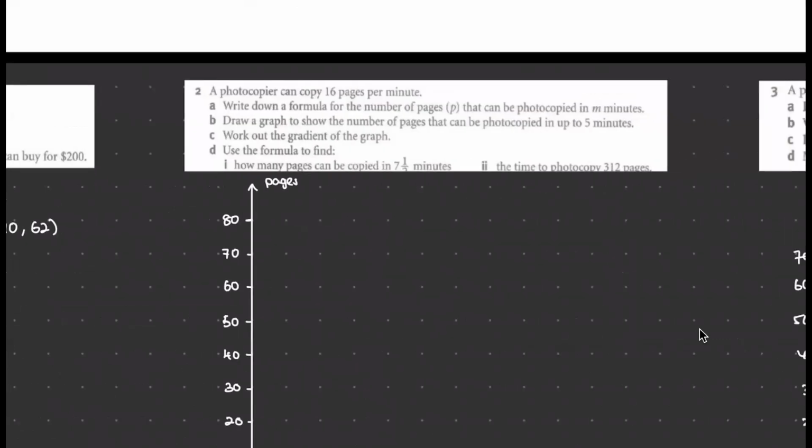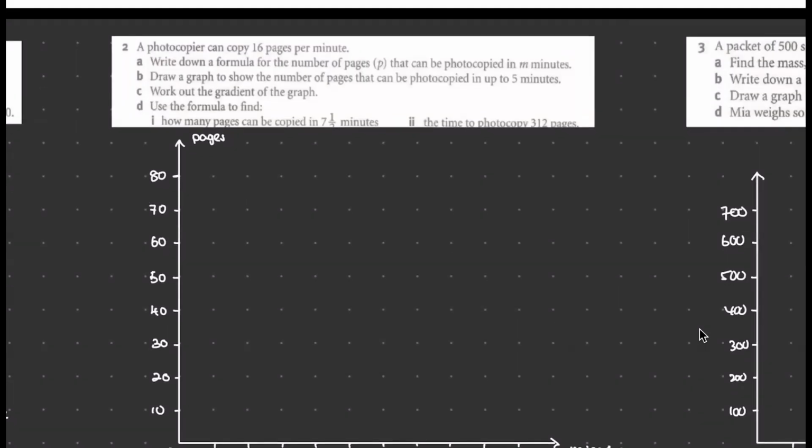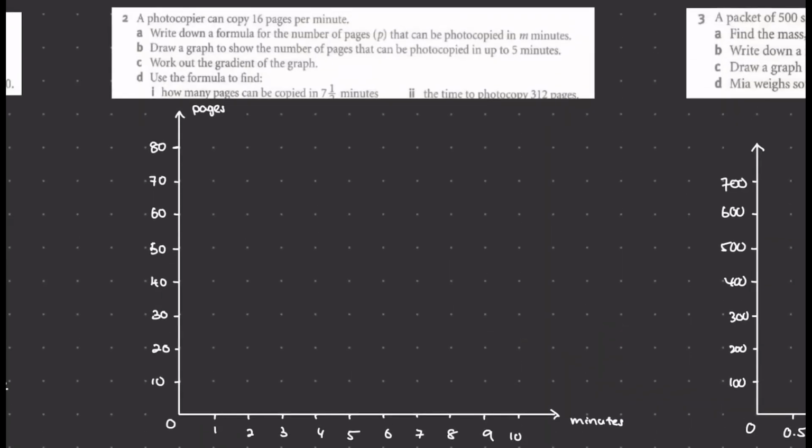Now let's look at question number 2. A photocopier can copy 16 pages per minute. Write down a formula for the number of pages that can be copied in m minutes. So the number of pages is P. Every minute there's 16 pages, so 16 times m. So this is how it looks. Okay. Next. Draw a graph to show the number of pages that can be photocopied in up to 5 minutes.